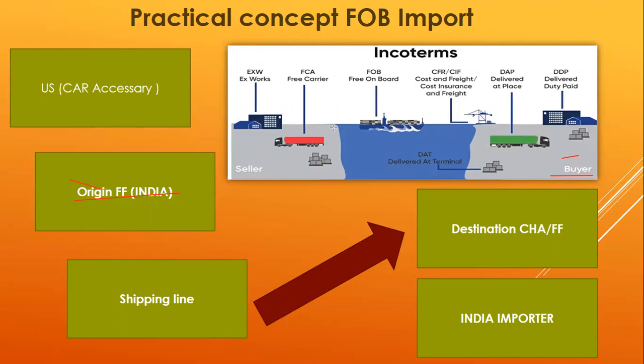The containers need to be booked. Sometimes the United States exporter also books the container, and the freight company is appointed by India. At the initial level the exporter is the only one who knows the volume of the shipment, so as per that volume he books the container from the shipping line. So initially the shipment is booked from the US, but the freight will be borne by the Indian importer.